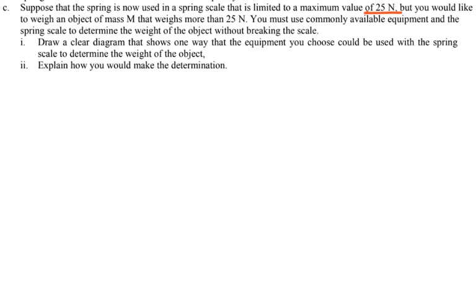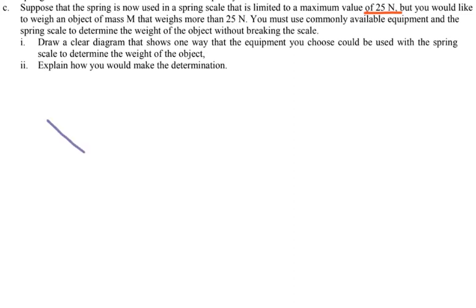For part C, they say suppose that the spring is now used in a spring scale that is limited to a maximum value of 25 newtons, but you would like to weigh an object that has a weight bigger than 25 newtons. You must use commonly available equipment and the spring scale to determine the weight of the object without breaking the scale. Draw a clear diagram showing how you would use the spring scale to determine the weight of an object. Explain how you would make the determination.